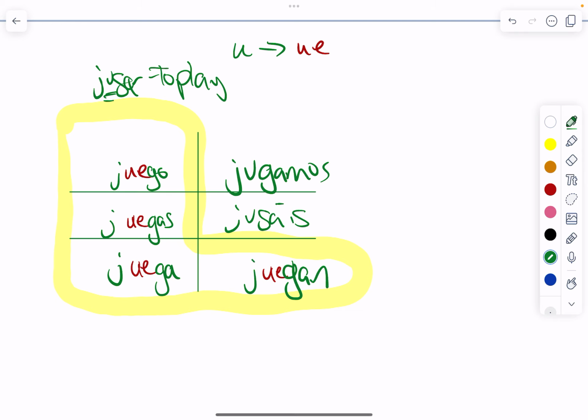So that's not all the verbs that stem change in the present tense, but that's a good sampling of the types of changes, E to IE, O to UE, and then U to UE.